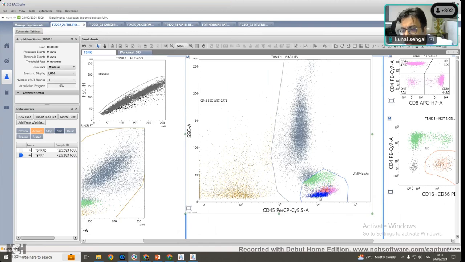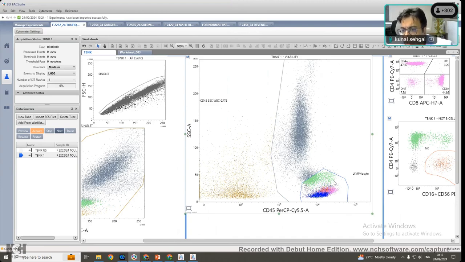Why is it important to know? Invariably, T ALLs are bright 45, whereas B lymphocytes may lose it. B ALLs are dim 45 because even normal B lymphocytes have lower 45 compared to T. So if you know normals, then you can study abnormals.